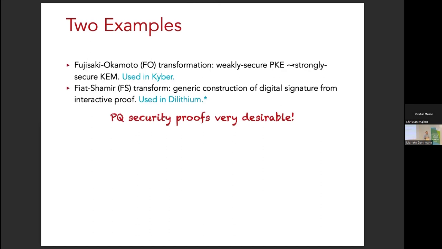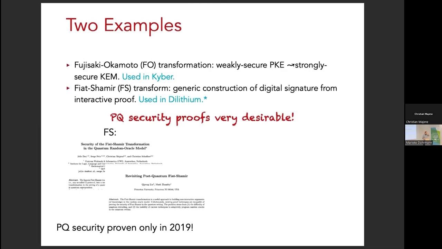Now, if we think back, I don't remember exactly when the NIST competition was started, but it was definitely at least 5-6 years ago, seven, I don't know, a long time ago. And at that time, the provable security of these two constructions was really not in good order, at least in the case of the Fujisaki-Okamoto transformation, and it was completely unknown for the Fiat-Shamir transformation. For the Fiat-Shamir transformation, the post-quantum security was only proven in 2019. And these results came as a surprise to many, because there were even some barrier results that assumed a certain structure of a post-quantum security reduction for the Fiat-Shamir transformation, and proved that such a structured reduction cannot exist.